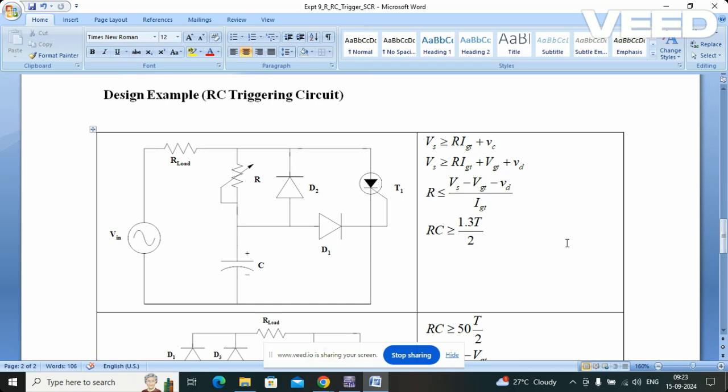In the previous video, we discussed the R triggering circuit of SCR, and today we are going to discuss the RC triggering circuit of SCR.